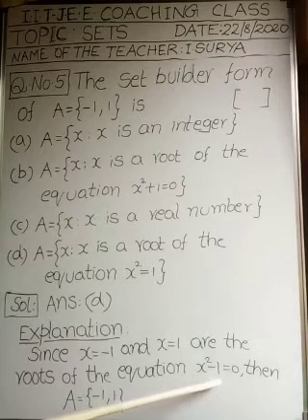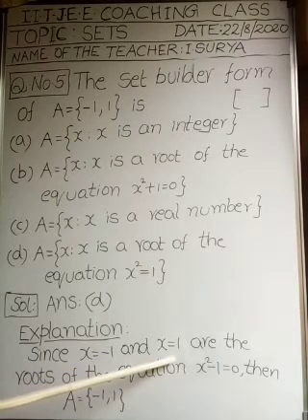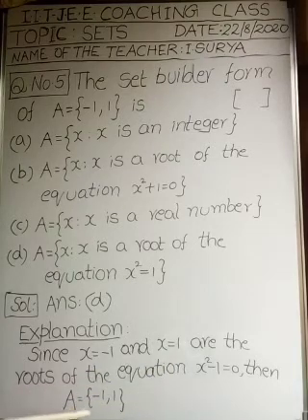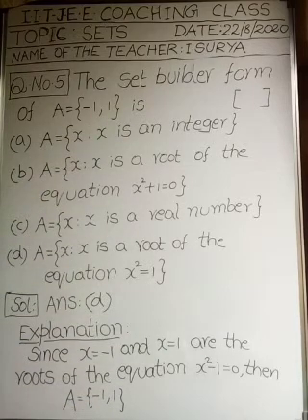Okay, my dear children, x square minus 1 is equal to 0. If you find the roots of this quadratic equation, we find the roots of this quadratic equation are x is equal to minus 1 and x is equal to 1. Understood this point, my dear children? Then A is equal to the set {-1, 1}. This is set only. Understood this point, my dear children? Right.